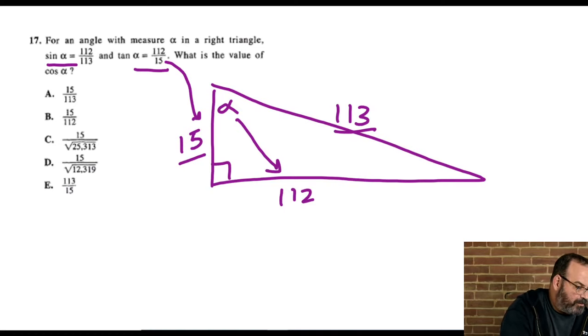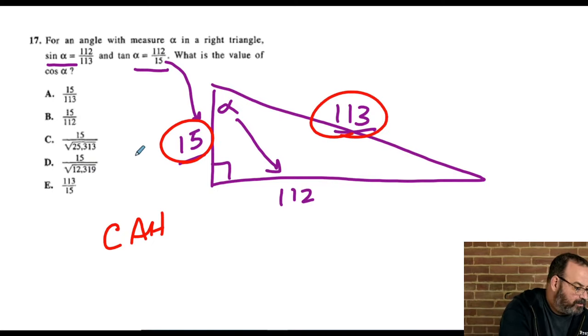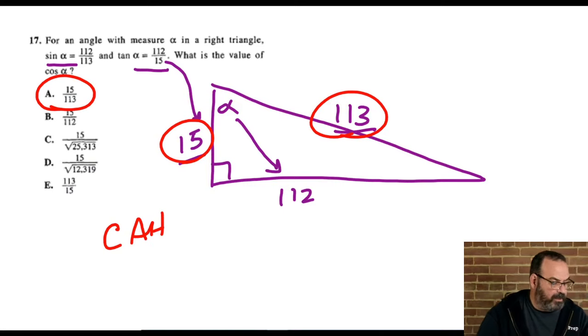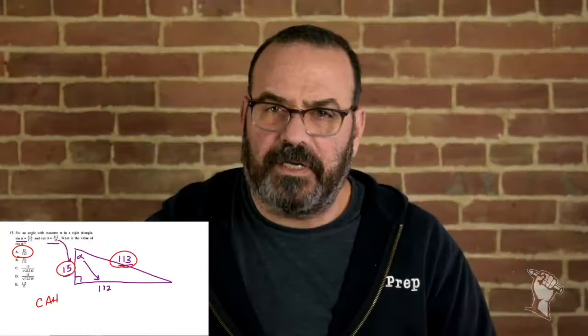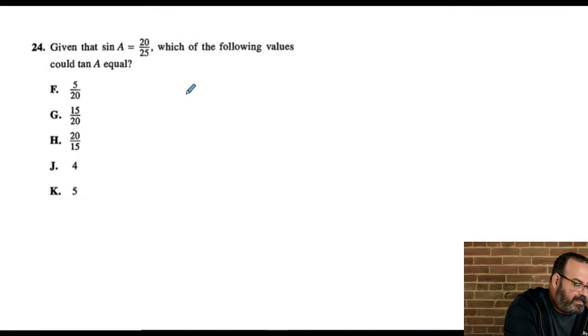What is the value of cosine? Well, cosine, as we know, Soh Cah Toa, is the adjacent over the hypotenuse. 15 over 113. Pretty cool question. You don't get to see a rare Pythagorean triplet like this. That's really math nerdy. Now, here's a great trick from the ACT that says the sine of angle A is 20 over 50. It's a right triangle.